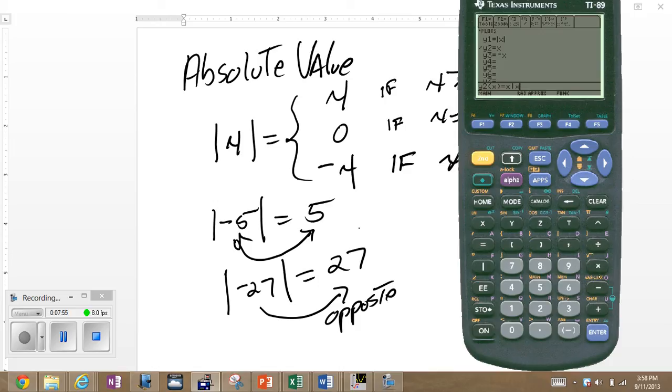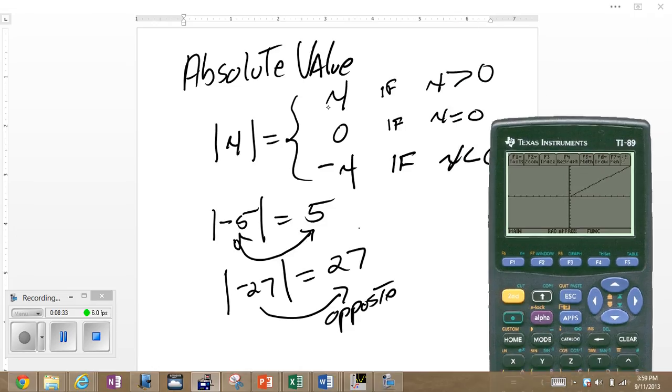Where's our greater than symbol? I had to find that greater than symbol. Of course, it's right down here. It's the secondary key. So second, then greater than, then 0. Enter. Now that will graph for me effectively what we call the half line. It's actually graphing the line y equals x only when x is greater than 0. So it's satisfying this condition, which is, as you can see, half the absolute value graph.